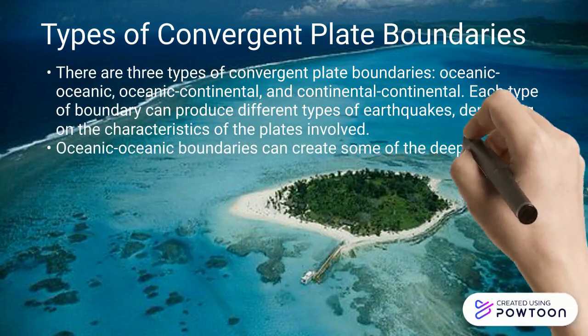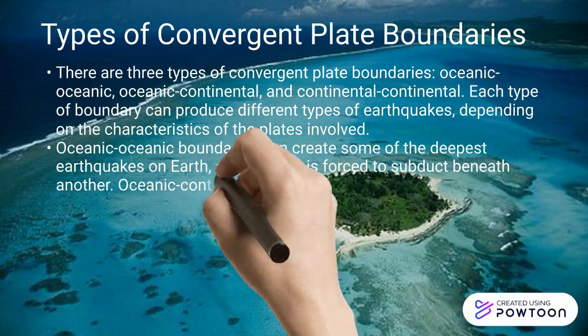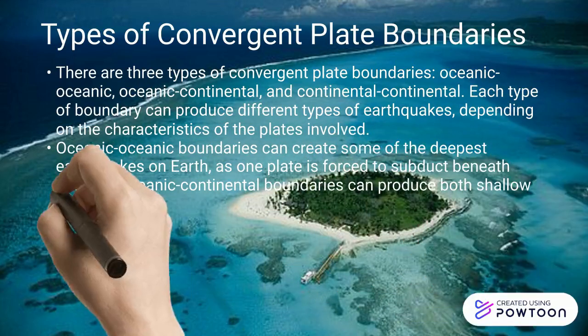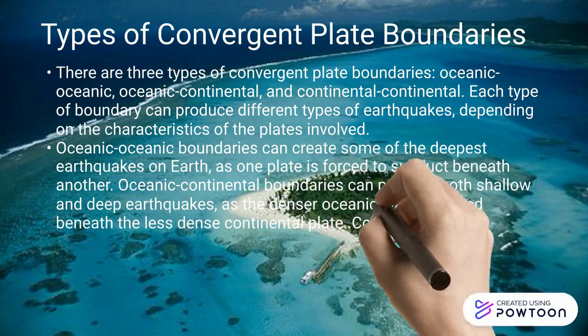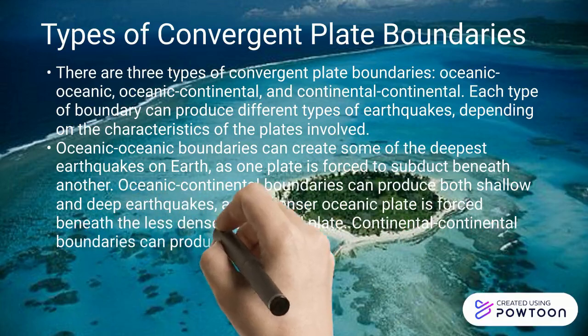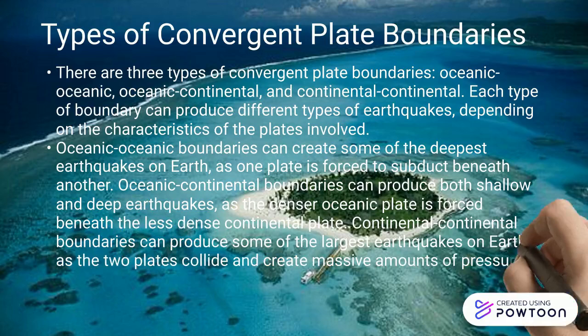Oceanic-oceanic boundaries can create some of the deepest earthquakes on Earth, as one of the plates is forced to subduct beneath another. Oceanic-continental boundaries can produce both shallow and deep earthquakes, as the denser oceanic plate is forced beneath the less dense continental plate. Continental-continental boundaries can produce some of the largest earthquakes on Earth, as two plates collide and create a massive amount of pressure and stress.